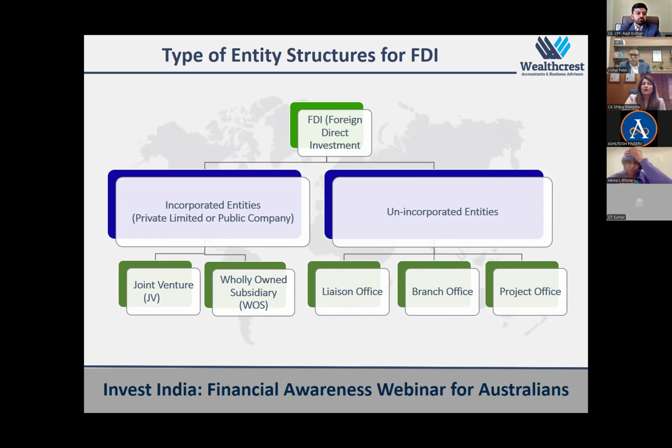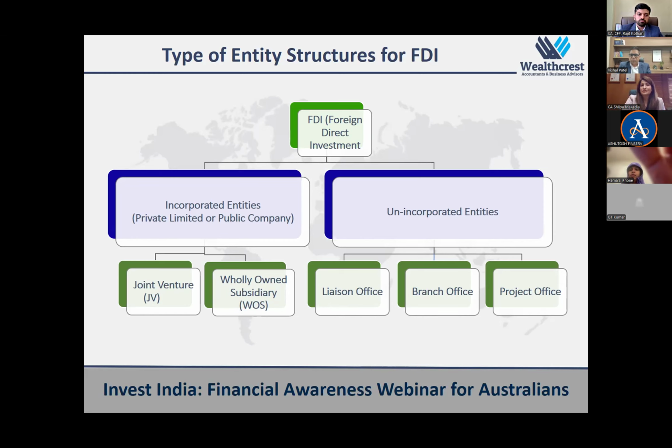Another one is a wholly owned subsidiary company. You can have your wholly owned subsidiary in India. With a wholly owned subsidiary, you don't need to have any joint venture with any company. Your parent company in Australia can have your wholly owned subsidiary, fully 100% held by the Australian parent company. Then if businesses want to taste the waters of India before incorporating even a JV or WOS, they have the unincorporated entity option, which is liaison office, branch office, and project office.